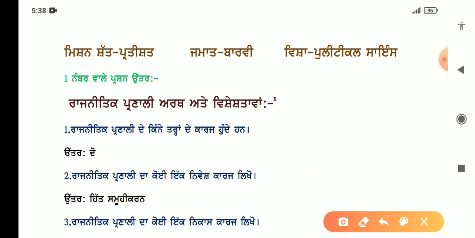So, political system, meaning and characteristics. Question number 1. How many functions does a political system perform, and what are the functions of a political system? There are two kinds of functions a political system performs: one is input function, the other is output function.